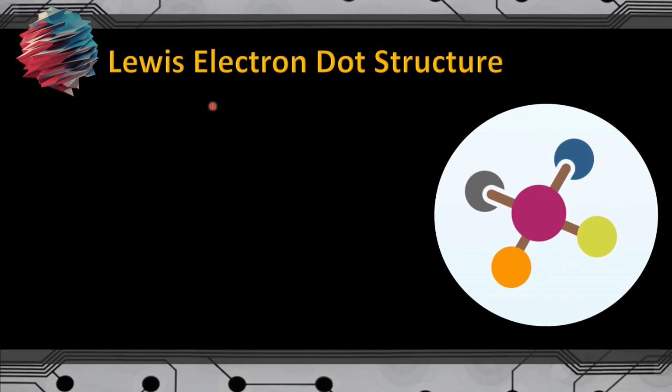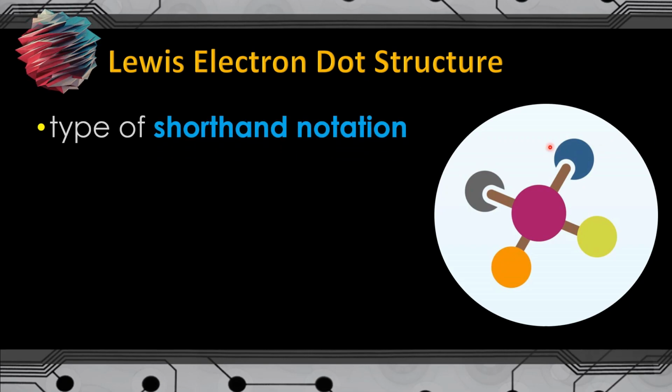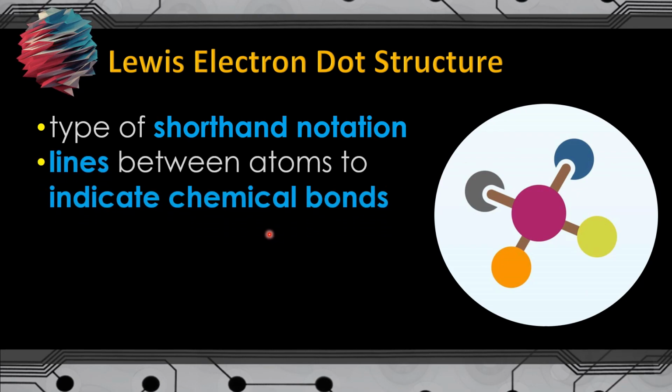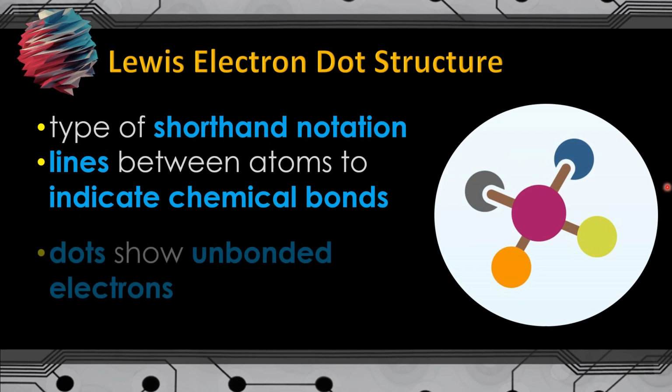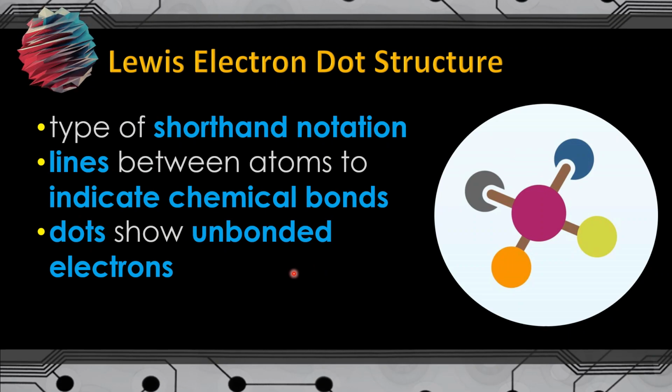The representation of bonds is through the Lewis electron dot structure, otherwise known as LEDs. It is a type of shorthand notation. Apart from other types such as empirical formula, molecular formula, and others, LEDs have lines between atoms to indicate chemical bonds, and dots to show unbonded electrons.